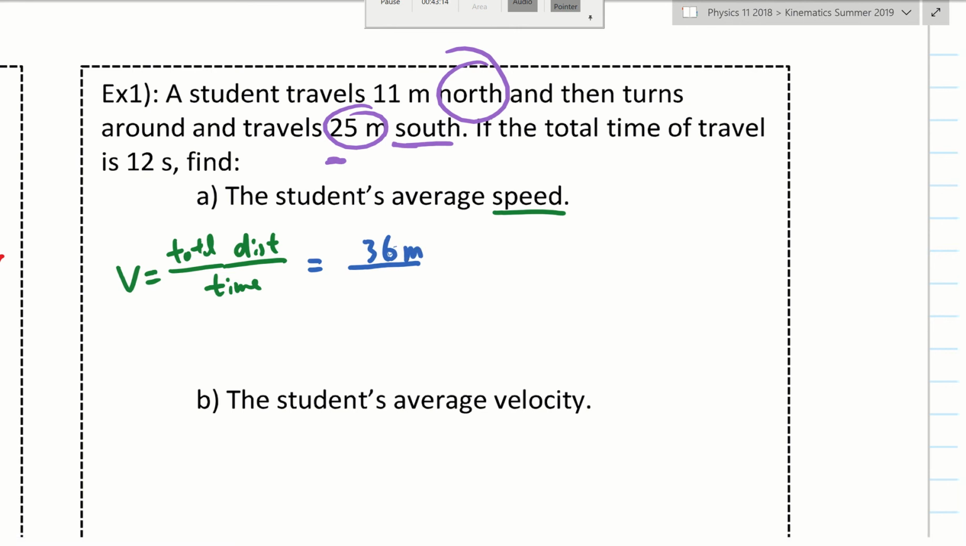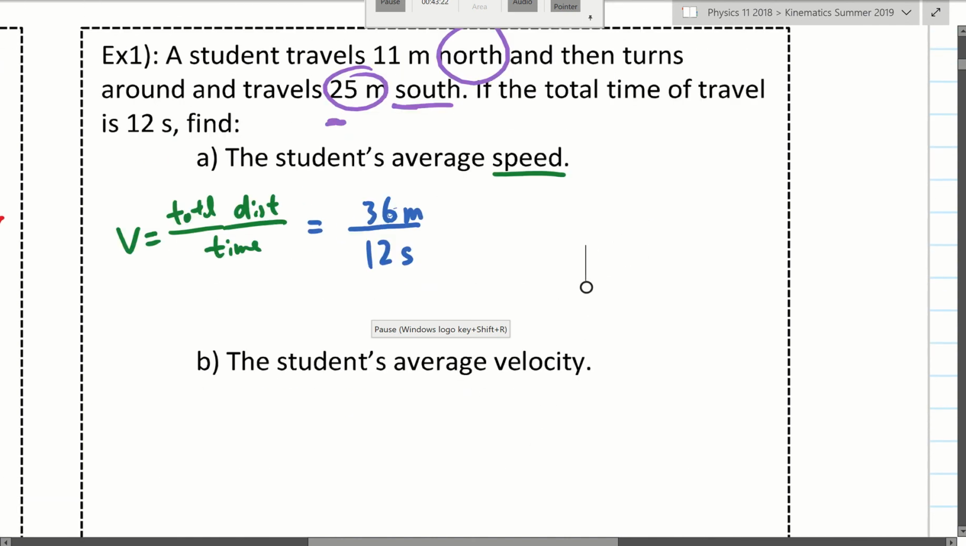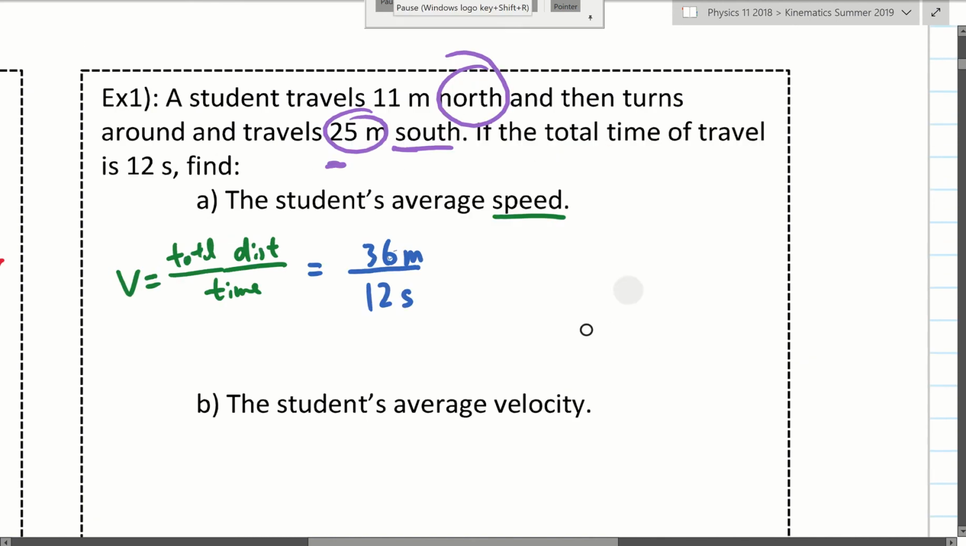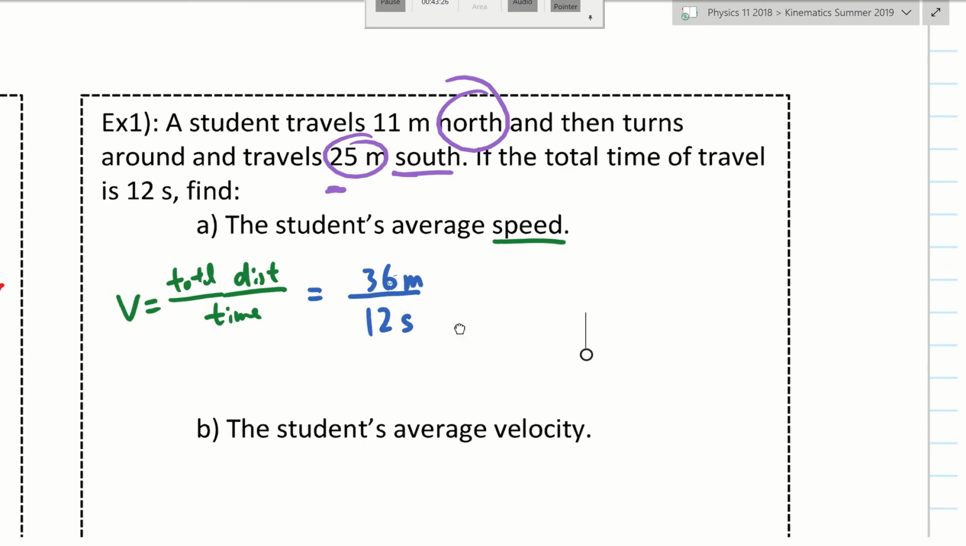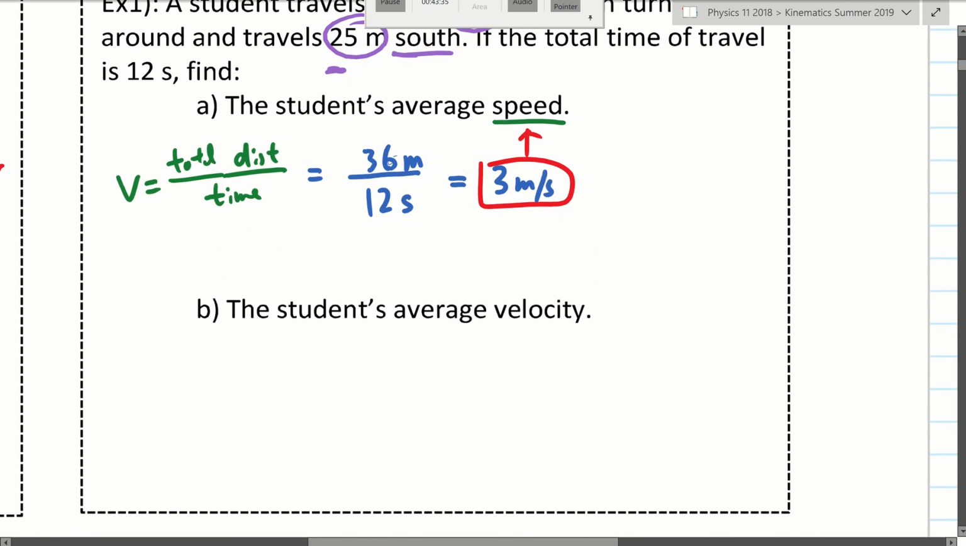Okay. Now, time is 12 seconds. So we have that. So therefore, if you do that in your calculator, it is 3 meters per second. Now, because this is supposed to be speed, I don't need direction. Okay, so what about the average velocity?